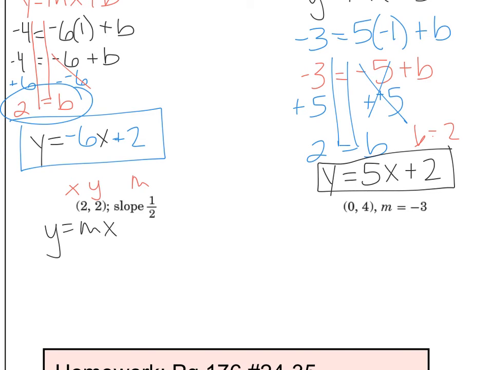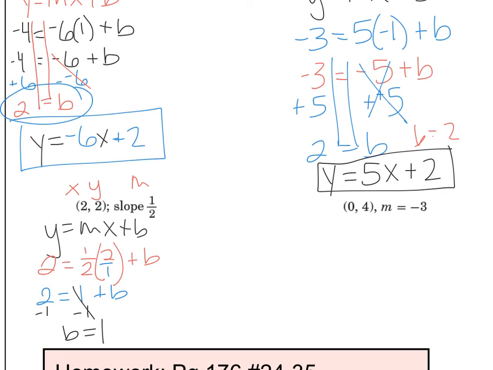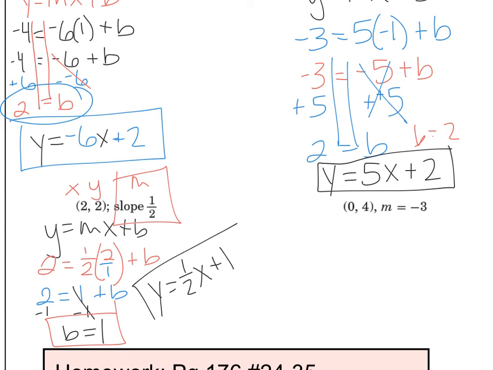y = mx + b. Plug in y. Plug in m. Plug in x plus b. I'm going to put that over 1 so I can see that I'd multiply. And I get 2 is equal to, 1/2 of 2 is 1, plus b. Get b alone by subtracting 1. And I get b is equal to 1. Now with my y-intercept and my slope, I can write my equation. y = 1/2 x + 1.